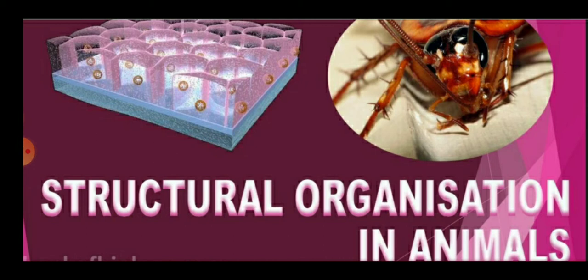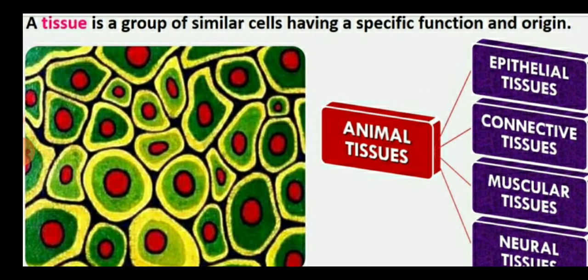So, children, today we are going to start a new chapter, chapter number 7, Structural Organization in Animals. Children, in this chapter, we should study about the animal tissues. First, we should know about the tissue. The tissue is a group of cells. It is a type of similar cells having a specific function and origin. Their origin is the same, their function is the same, so these groups of cells are called tissues.